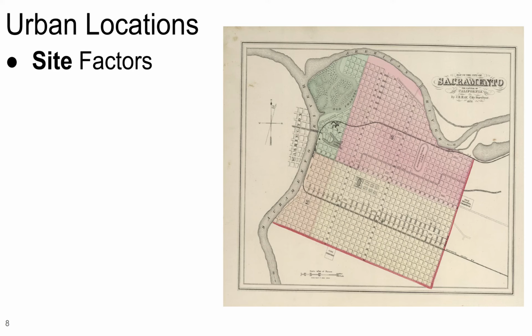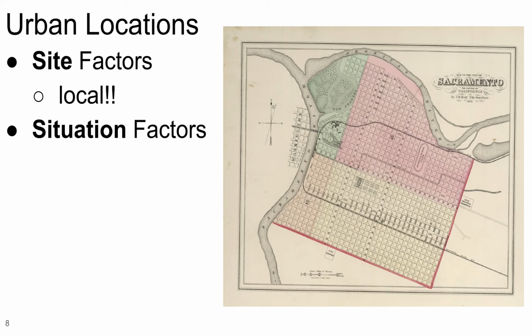One of them is site factors, and site factors refer to the intrinsic characteristics of that location. It is something about that location that was special, as opposed to situation factors. Situation factors are where that location is relative to other places or other factors. So site factors are intrinsic, and situational factors are extrinsic. It's not necessarily that the location itself was great, but that location with regard to other places made it a great location to put the city.